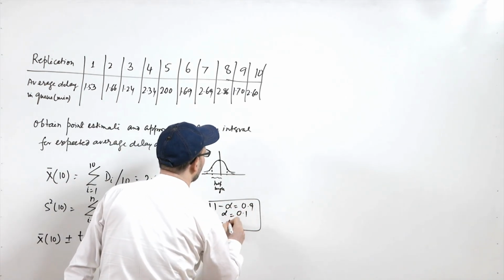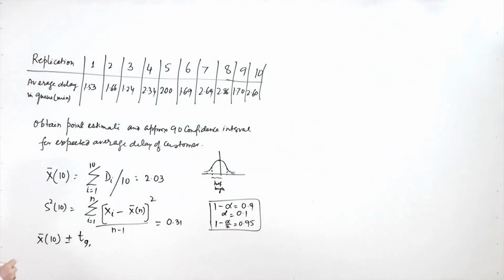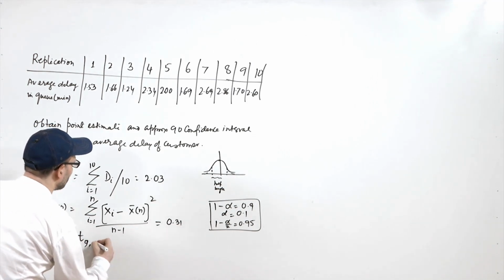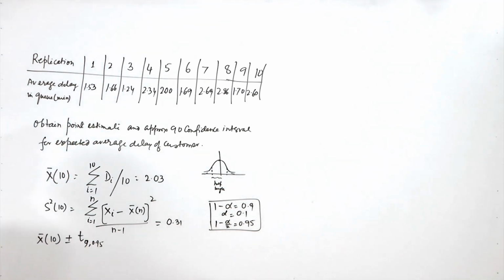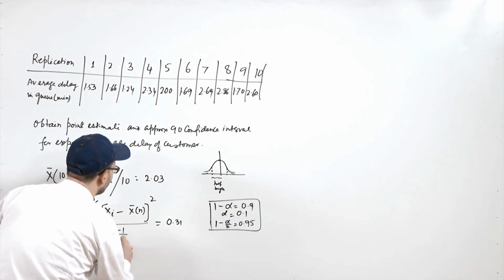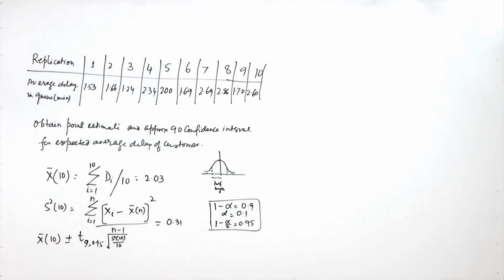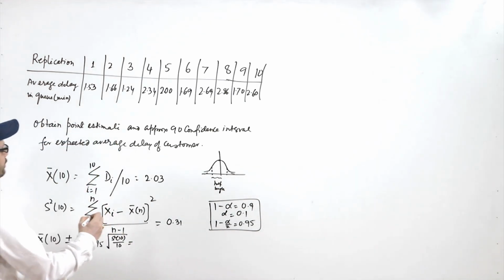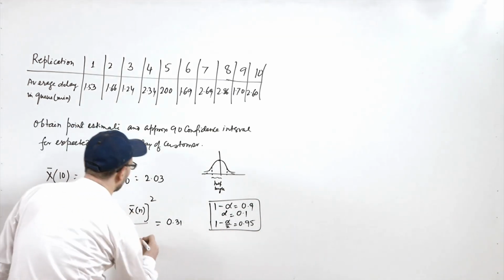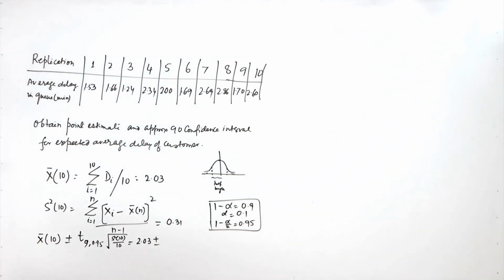So, 1 minus alpha by 2 will be 0.95. So, we are getting t n minus 1 and 1 minus alpha by 2, that is 0.95, and then multiplied with under root s square 10 by 10. So, that is how we are getting the result. So, this will be equal to x bar 10, we have got 2.03, plus minus t 9 and 0.95. So, that we can get from this table.